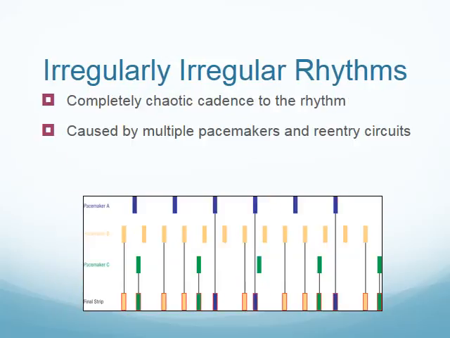Now we're going to discuss our irregular rhythms. This is a completely chaotic rhythm. It doesn't have any cadence. It's caused by multiple pacemaker sites throughout the heart firing.